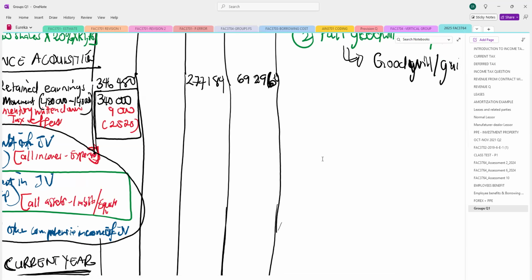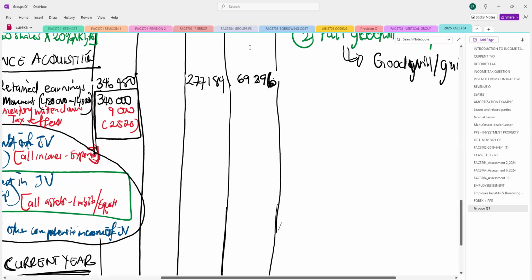Guys, please remind me what was this figure. I don't think it was this big. Oh, okay, I added a 0. There's no 0 here, so it should be 69,296. Okay, that's my total since acquisition.